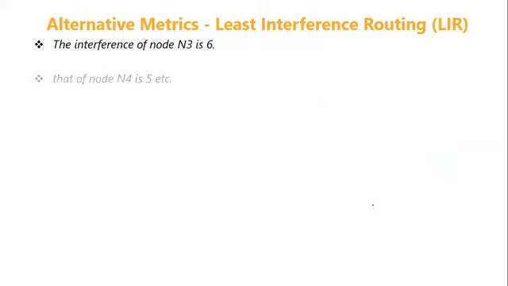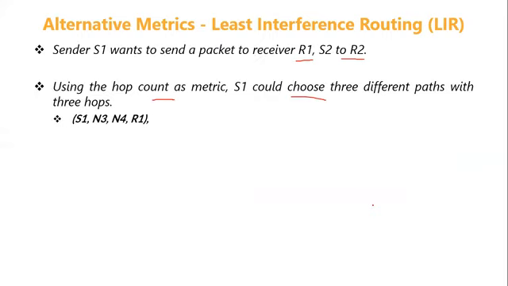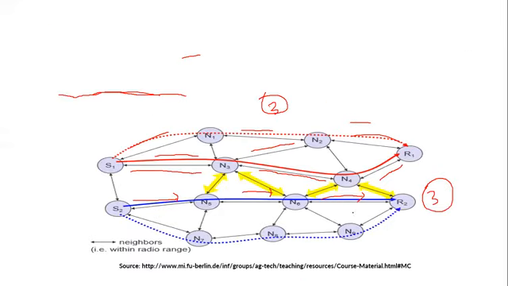Now let us see how the least interference routing works. If you refer to that particular graph, the interference of node 3 is 6 and the interference of node 4 is 5. How did we get this value? How do we say that the interference of node 3 is 6?